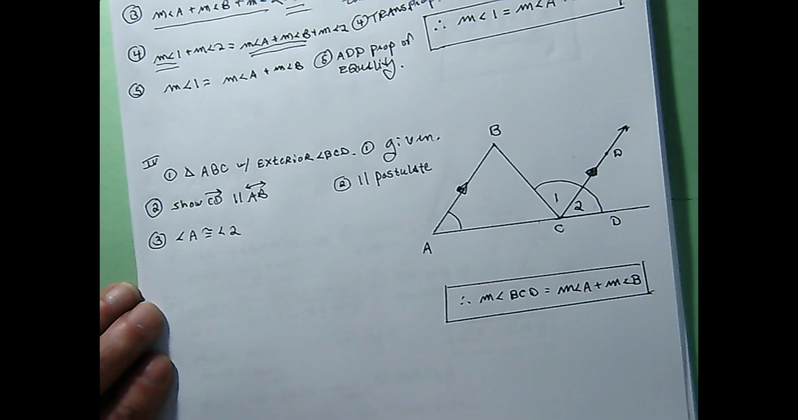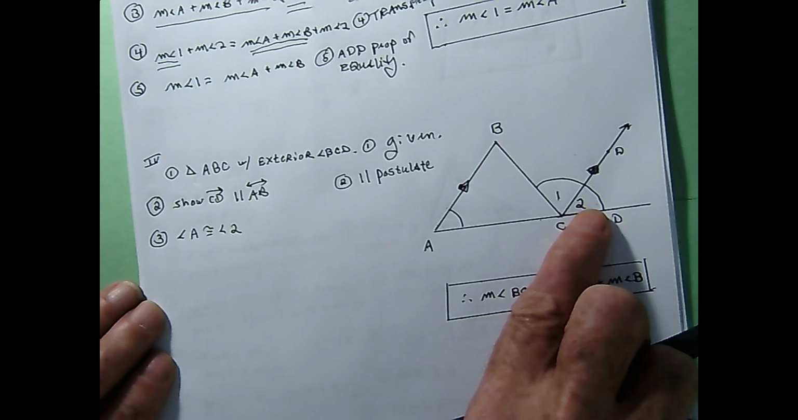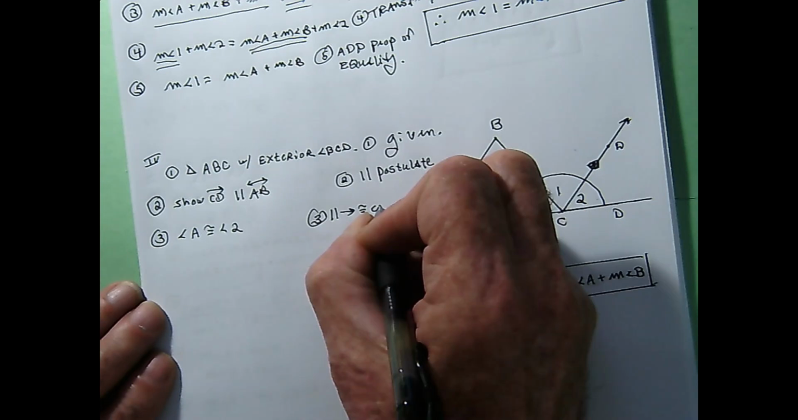What makes you so all fire sure that angle A is congruent to angle 2, you might ask? And I say, well, if these lines are parallel, then those are corresponding angles. And let me say this for statement 3, if lines are parallel, then we have congruent corresponding angles. C-O-R-R-E-S, corresponding angles. So I know that angle A is the same as angle 2.